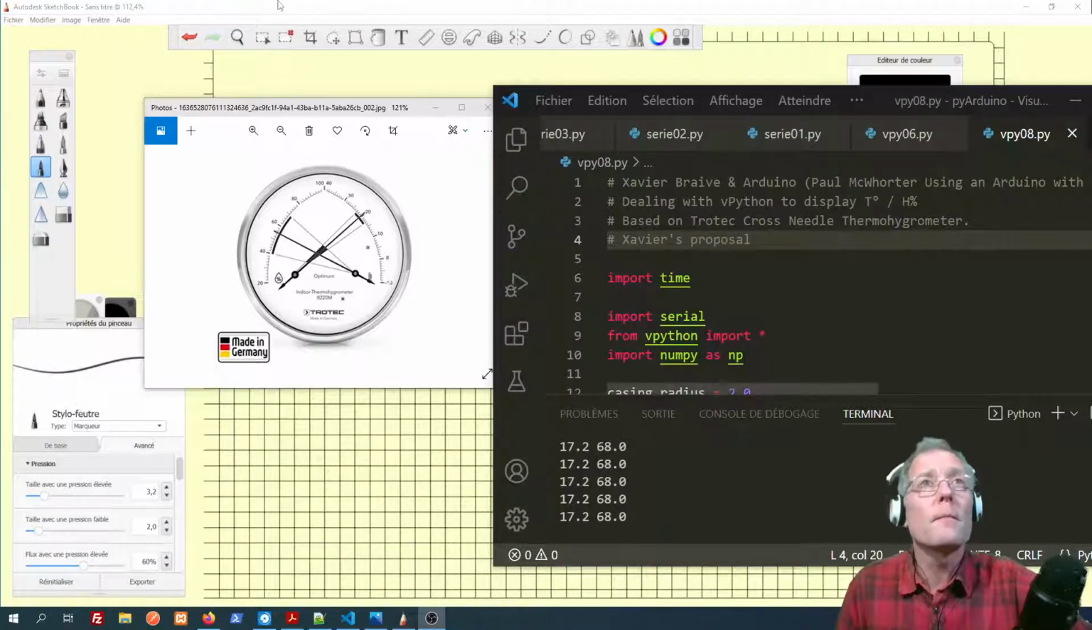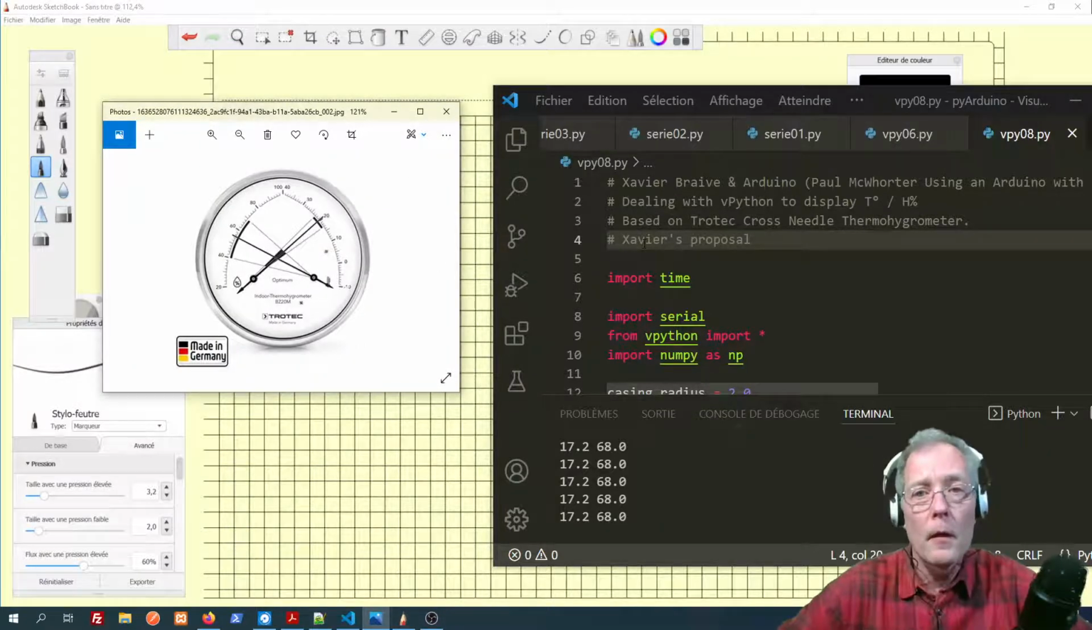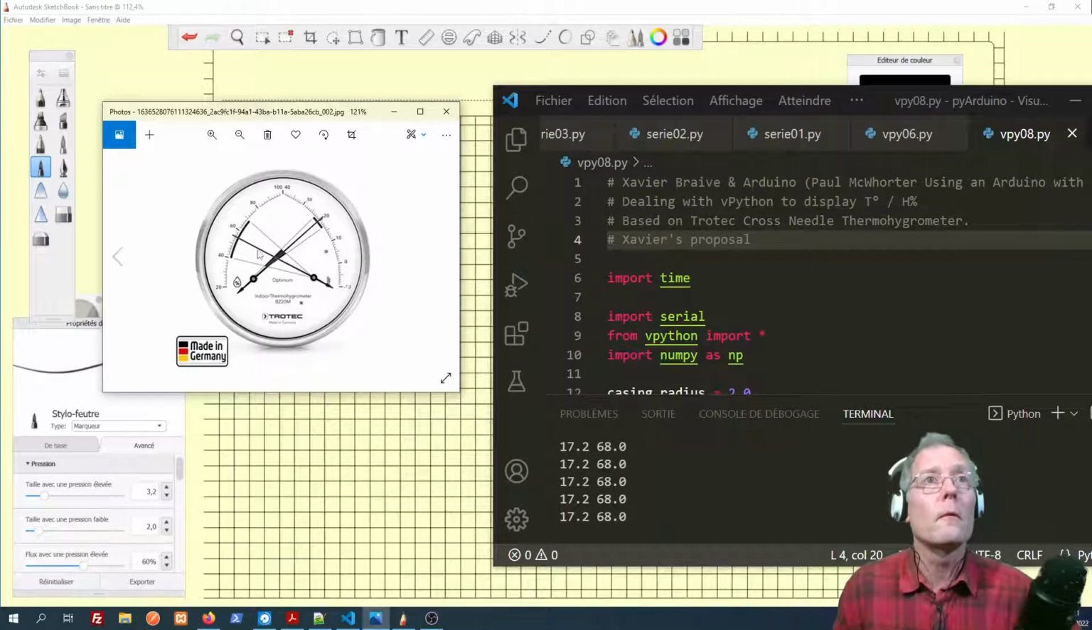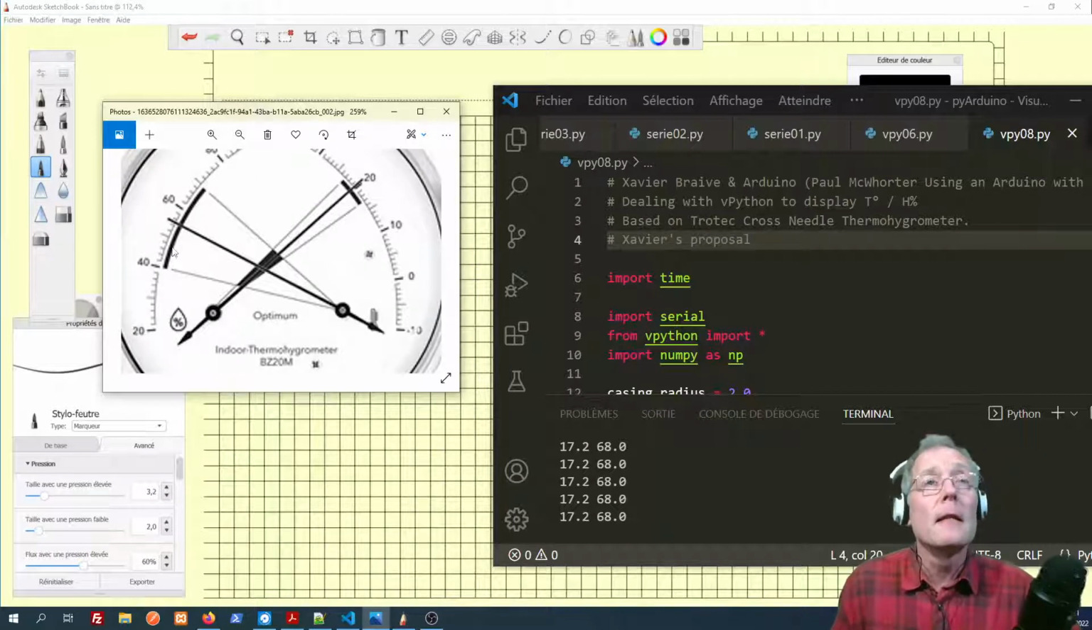I chose this model. It's a dual needle analog thermometer. That is useful because the needles are crossed. This is what I like, and it shows directly the zone of comfort, which is the zone for the correct expected humidity and expected temperature.